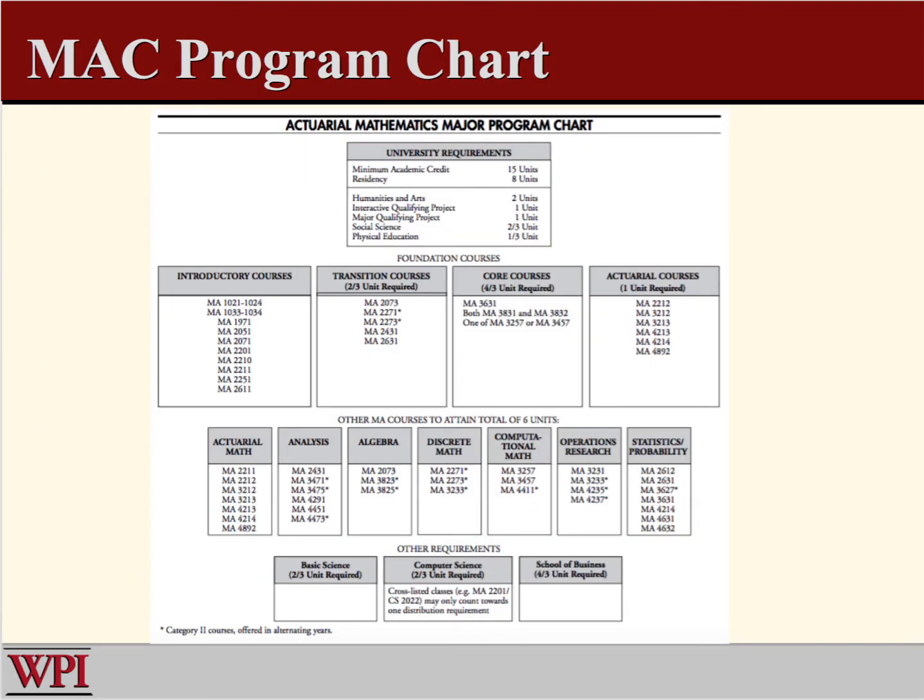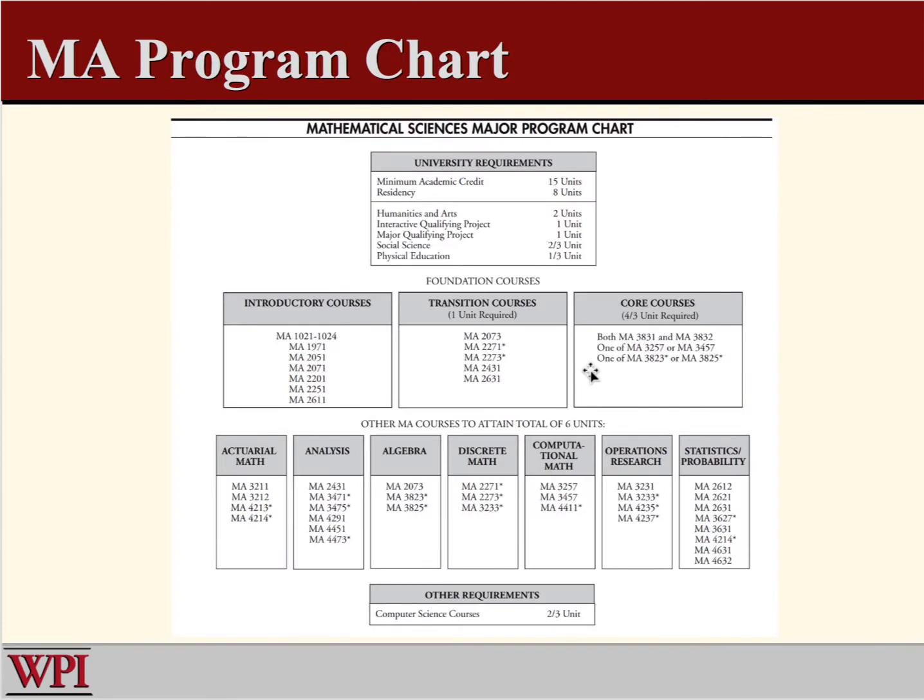And that's when we get into the entire major, which can be reflected pretty well with these program charts that we have. So here we have a program chart for actuarial math, and here we have a program chart for mathematical sciences. These are in the undergraduate catalog. These are very handy to look at, and they give a nice visual breakdown of how the major works.